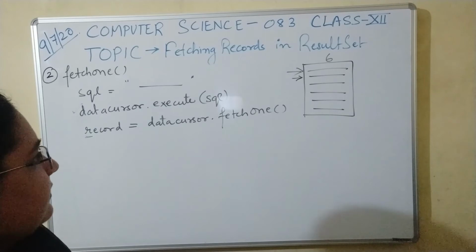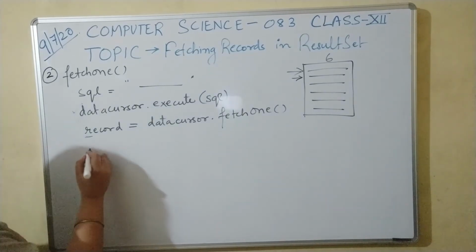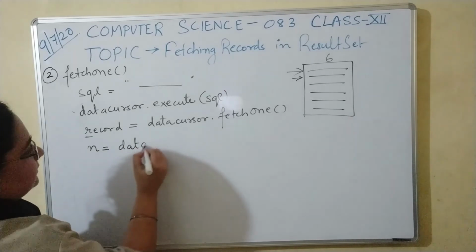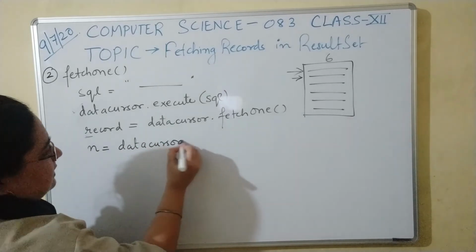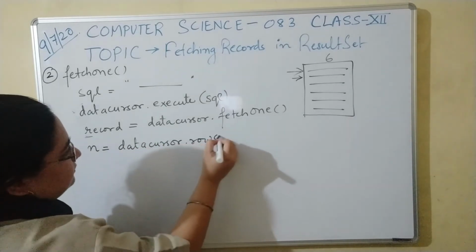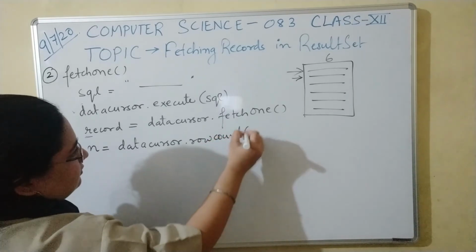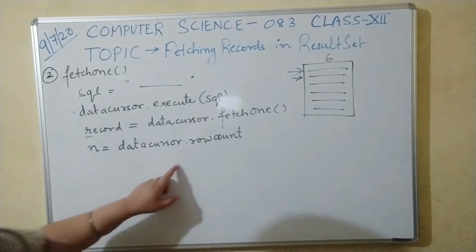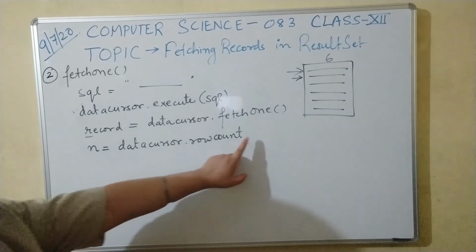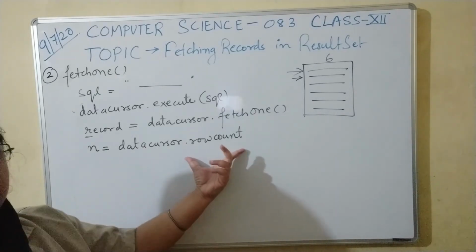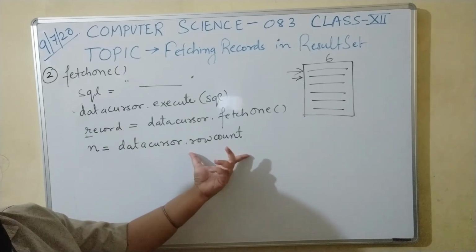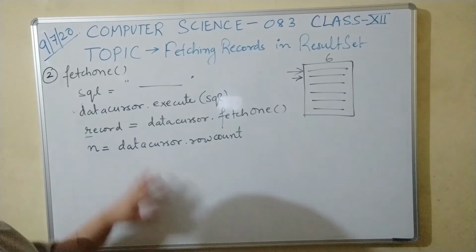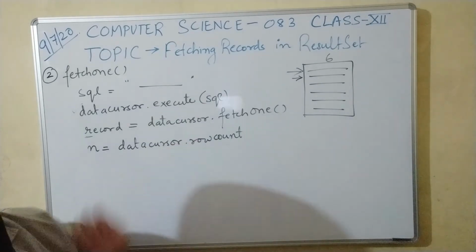Okay. And once this is done, you can also get the number of records fetched by calling data cursor.rowcount. There are no parentheses with rowcount, students. Please mark this because this is just a property. It is an identifier which returns the number of rows fetched. So we are just going to write it this way.